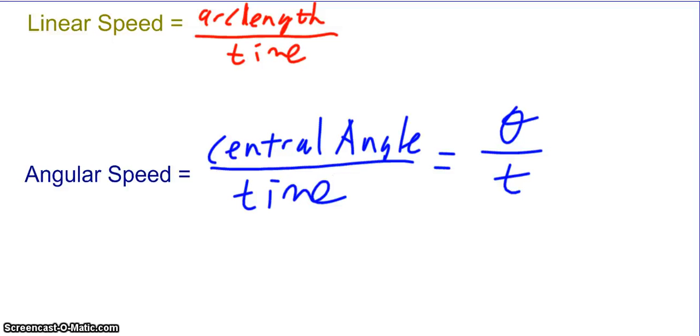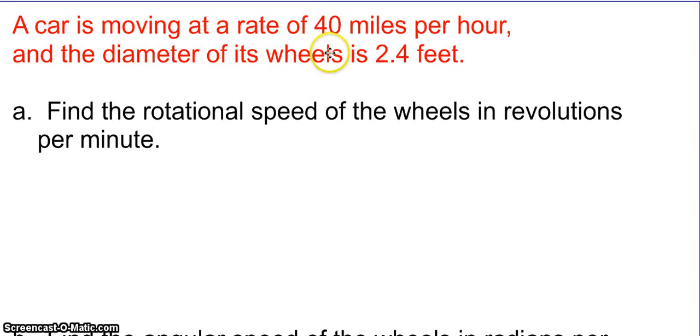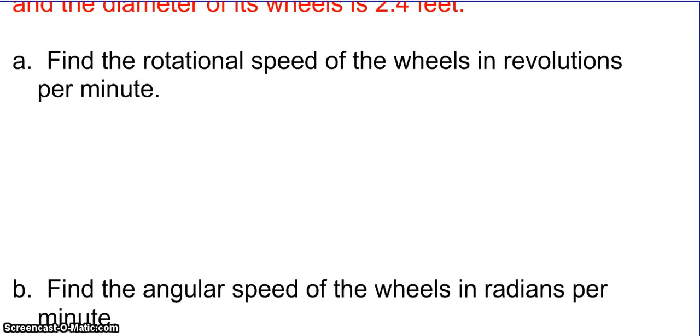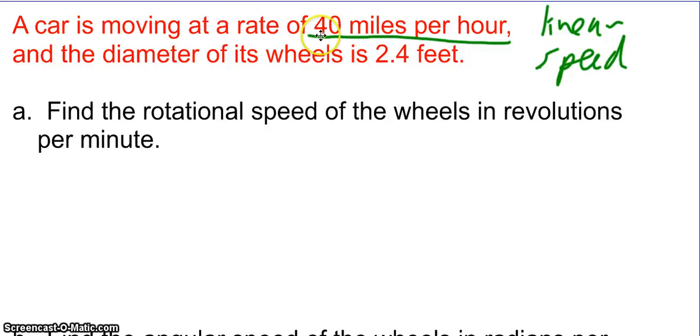Angular speed, again, is just affected by how quickly the angle is changing. So let's look at an example. A car is moving at a rate of 40 miles per hour, and the diameter of its wheels is 2.4 feet. Find the rotational speed of the wheels in revolutions per minute, and find the angular speed of the wheels in radians per minute. In order to do this, we need to understand that this 40 miles an hour is a linear speed. If you've taken chemistry, basically you just need to do a bunch of unit conversions. Pause the video and try to convert 40 miles per hour into revolutions per minute, and then into radians per minute. Unpause when you're ready to check your work.